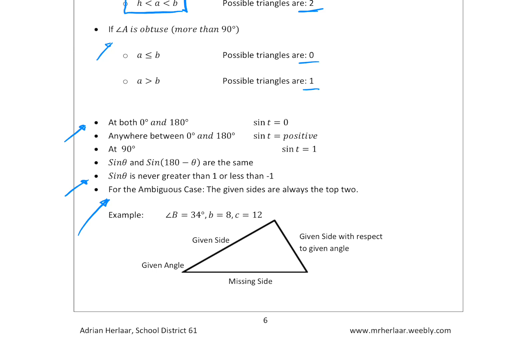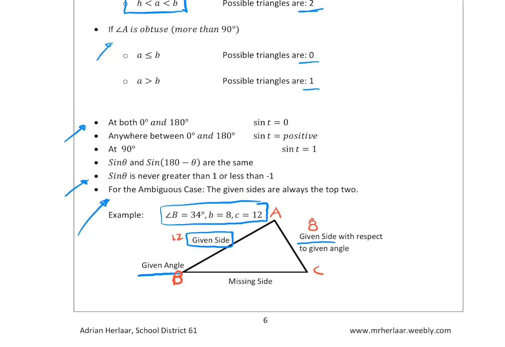Put the given angle in the bottom left corner. Put the given side with respect to that angle on the far side, and put the other given side here. Put your missing side on the bottom. It just helps for drawing. You'll see why I've labeled this the way I have: in every case I gave you it's ABC, ABC, ABC, but the information given to you here is not ABC, it's B and C. So instead of calling this angle A, that's my given angle, this is my given side with respect to my angle, and this is my other given side. You just change the way you label your triangle, but everything works the same way.